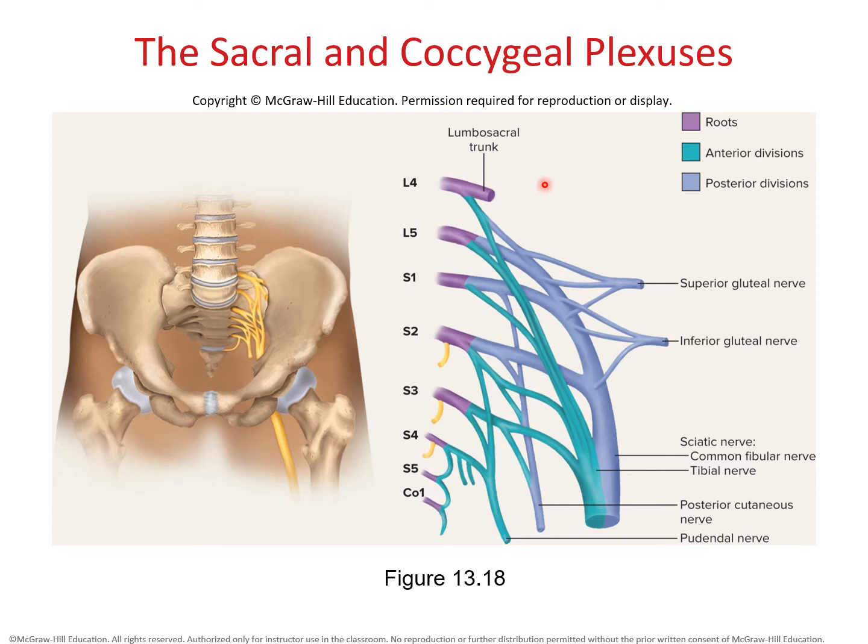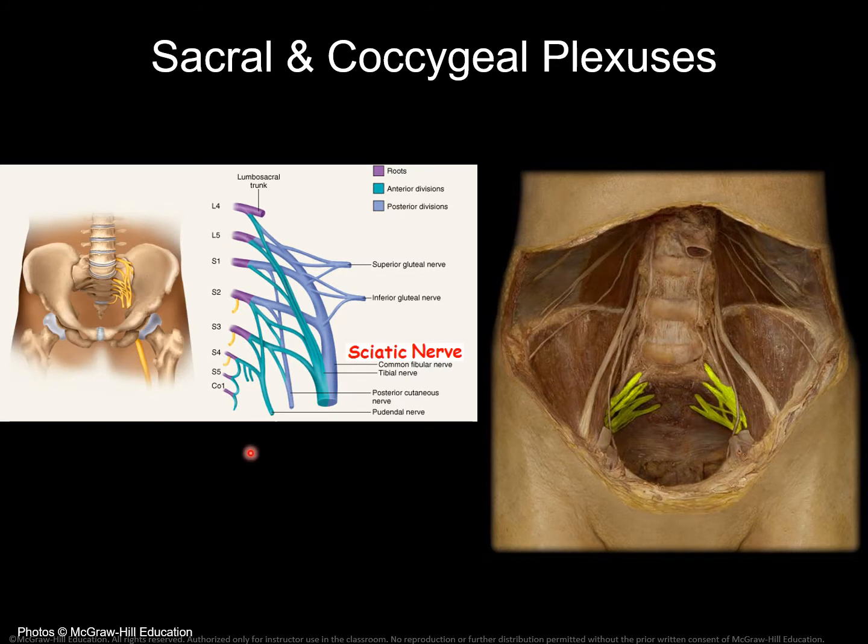Here we have the sacrococcygeal, and we've got roots, we've got anterior and posterior divisions, but our big one here is the sciatic nerve. And this is anastomosis of the common fibular and the tibial. And again, these are nerves that you need to know for lab. Here we have a pic again, and you see the cadaver highlight.